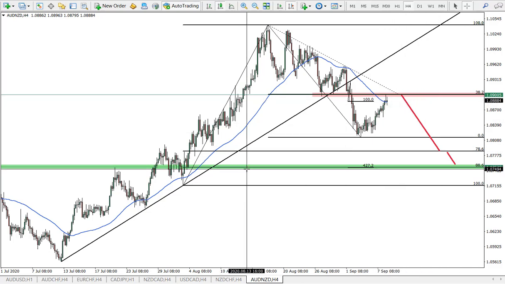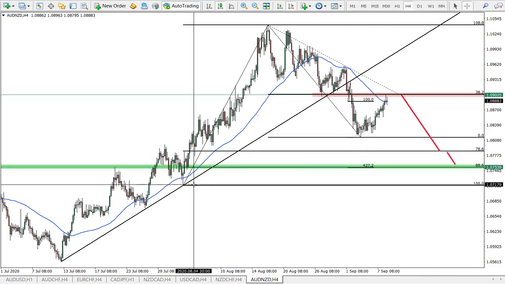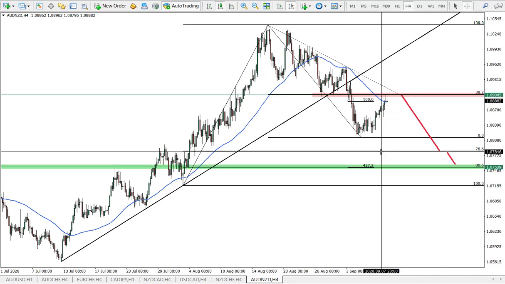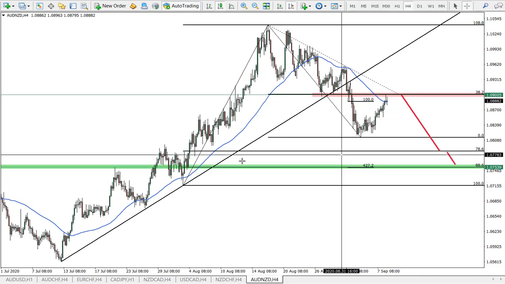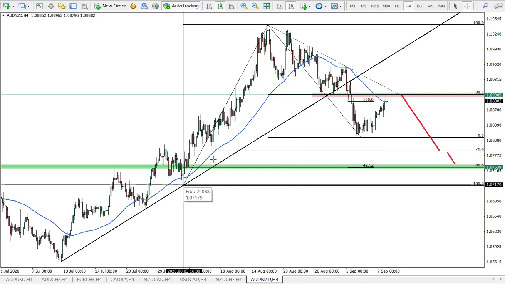So what are the support levels? The first support is the 78.6% fibs. This fibs was applied to the last wave up.